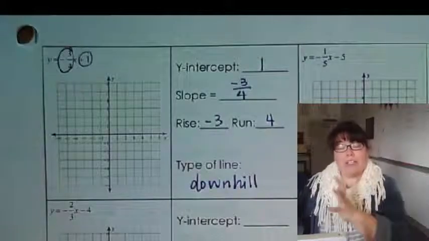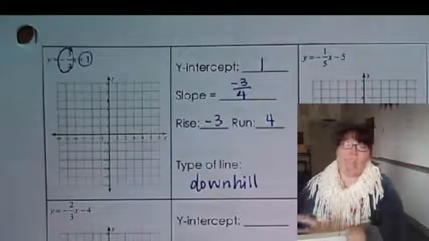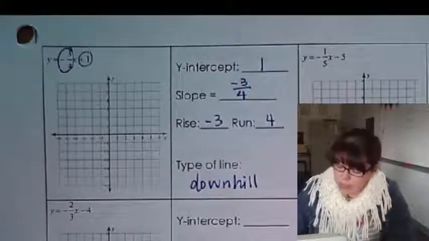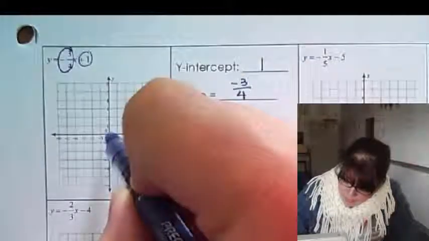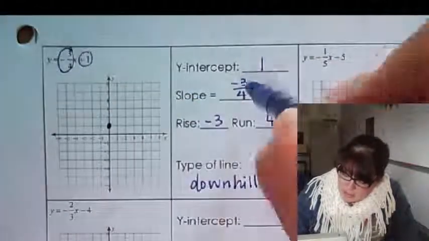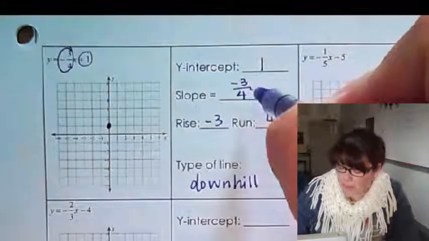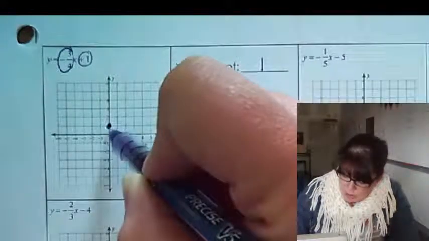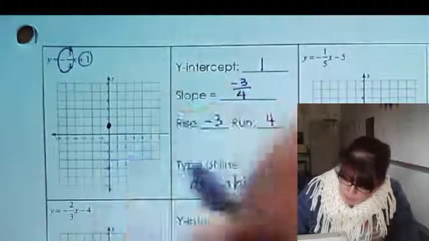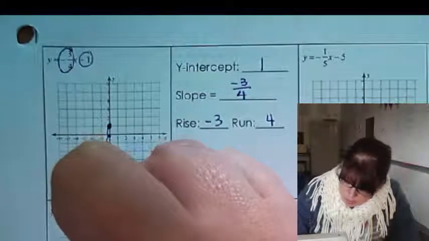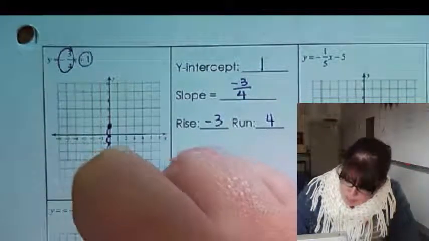So let me go ahead and transfer my information from the equation onto my graph. Starting with my y-intercept at 1, good to go. My slope tells me how to move. I'm going to go down 3, 1, 2, 3, and over 4. So let's see, 1, 2, 3, over 1, 2, 3, 4.